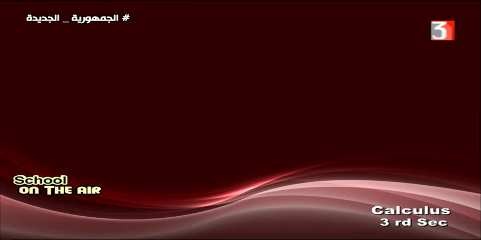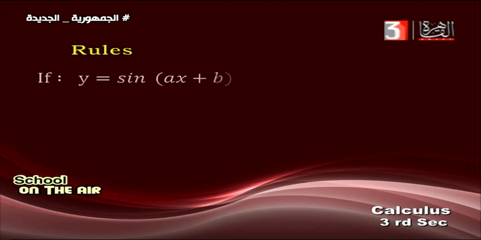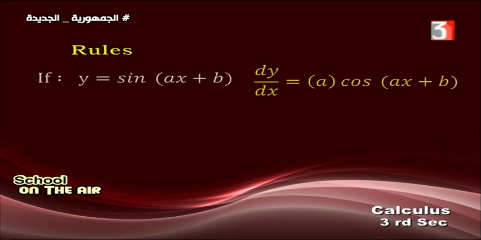Also, if y equals sine ax plus b, now we have a complex angle ax plus b. Then the derivative of y with respect to x, dy dx, equals derivative of sine ax plus b equals cosine ax plus b multiply the derivative of the angle ax plus b, which equals a. Then the derivative of sine ax plus b equals a multiply cosine ax plus b.